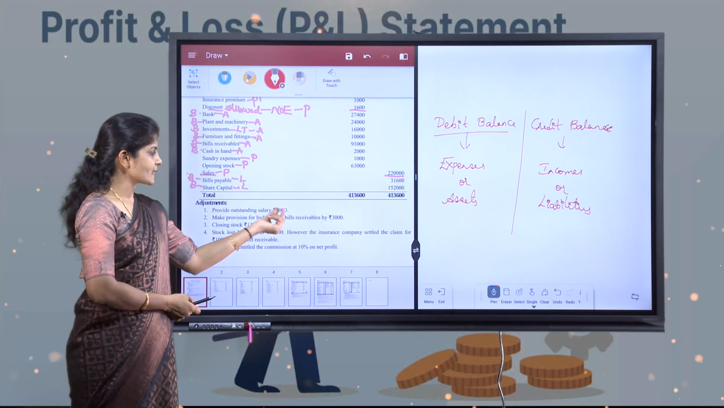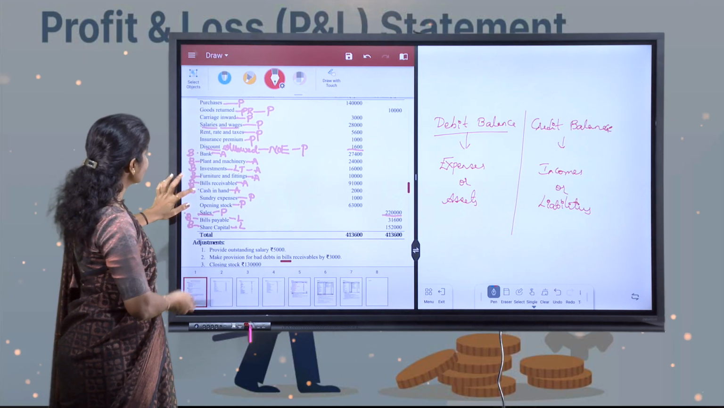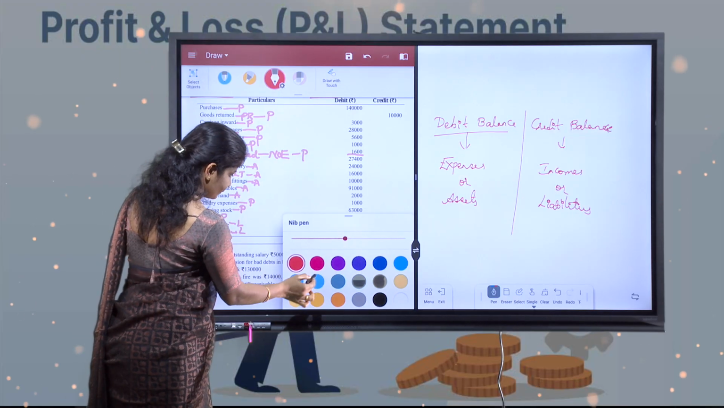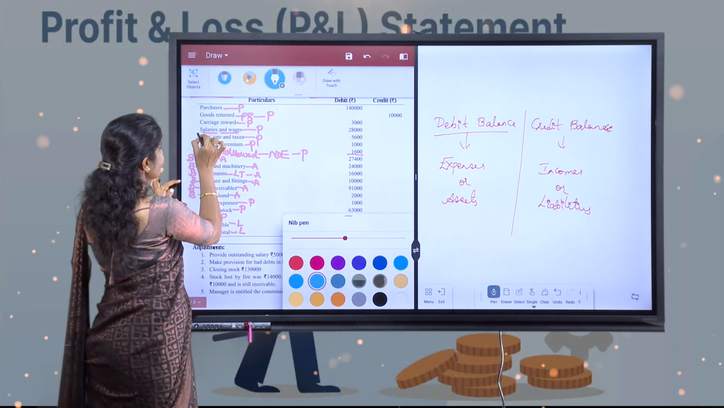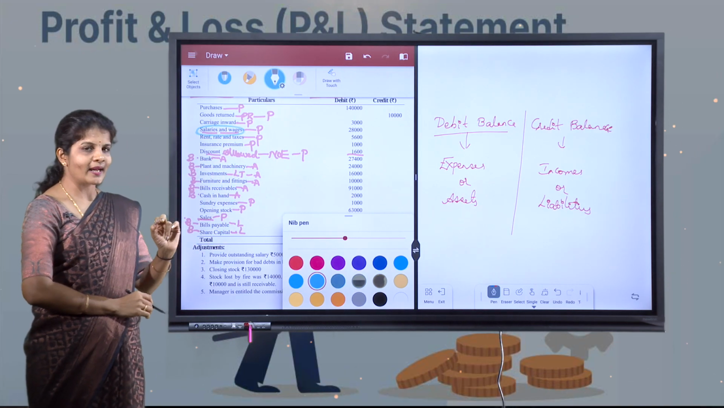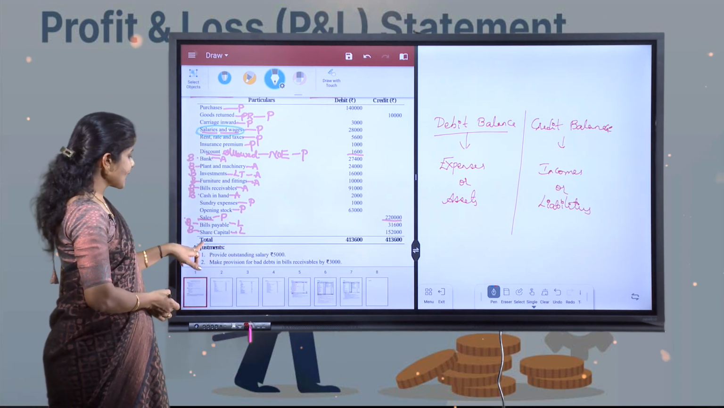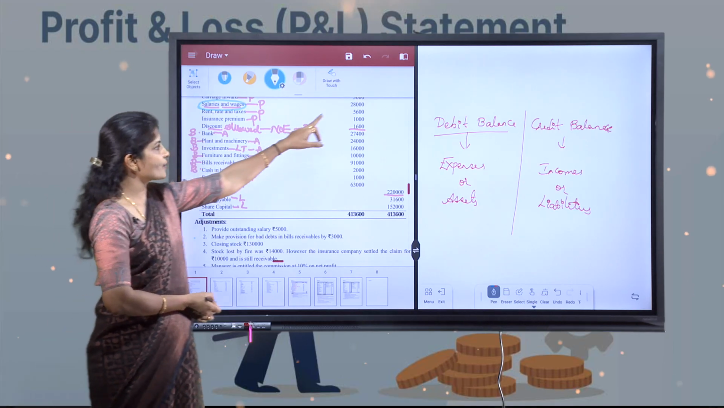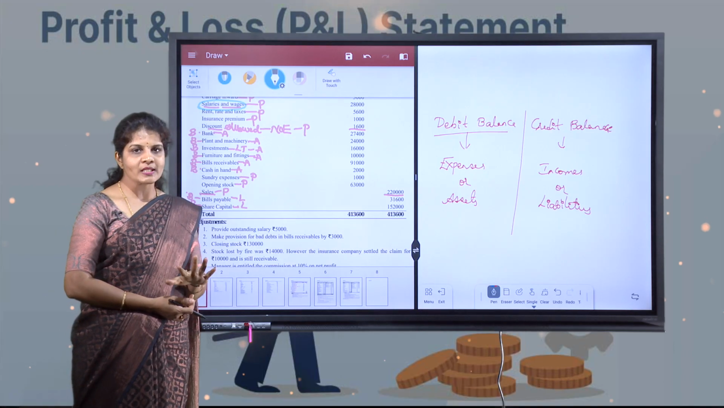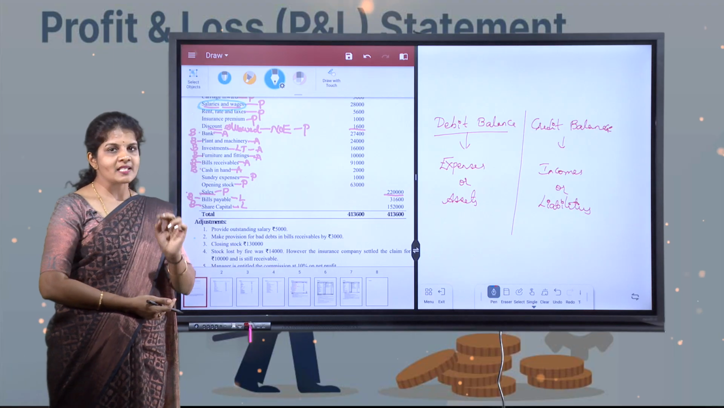Provide outstanding salary rupees 5,000. See, there is a heading called salary here. Yes, so this is the salary. There is an adjustment for this. I am marking here to make you understand. So there is a salary and wages of 28,000, but 5,000 rupees of salary is outstanding. Outstanding is nothing but not yet paid. It is due. Okay. So this 5,000 rupees we have to adjust twice.